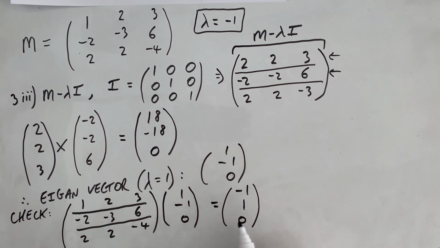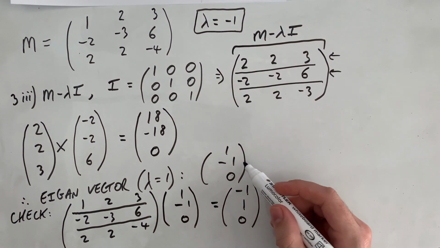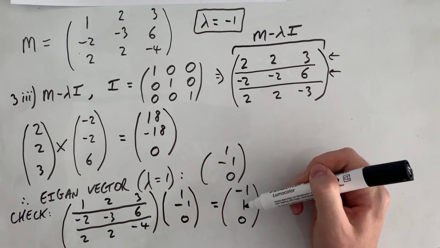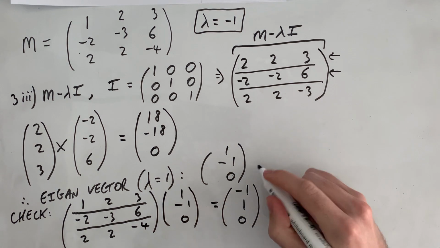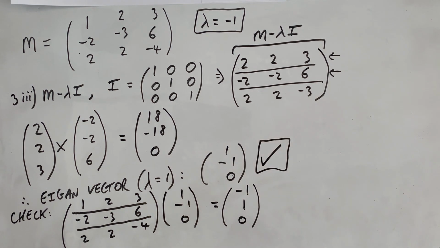As you can see, this is our eigenvalue, minus 1, multiplied by our eigenvector, as we just have minus 1, 1, 0, which means that this is indeed the correct eigenvector. It's a far quicker way, so long as we're familiar with this cross product, to evaluate the eigenvector.